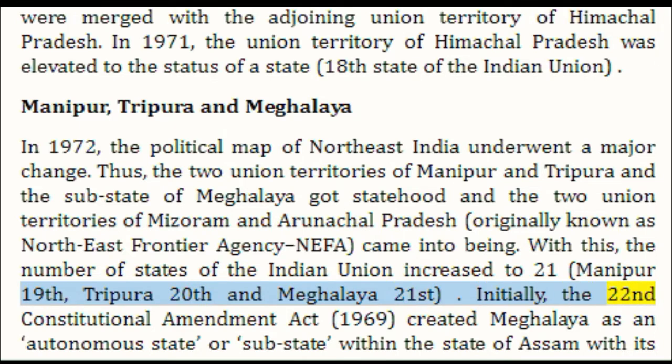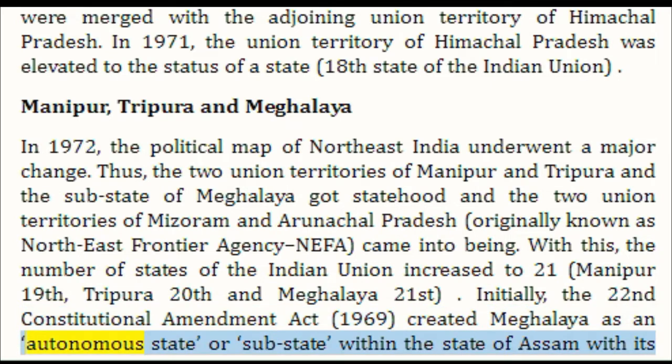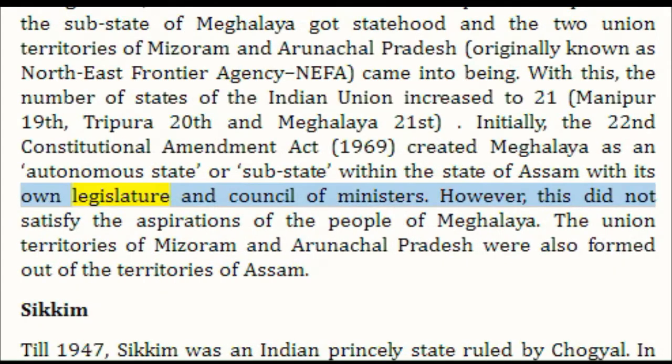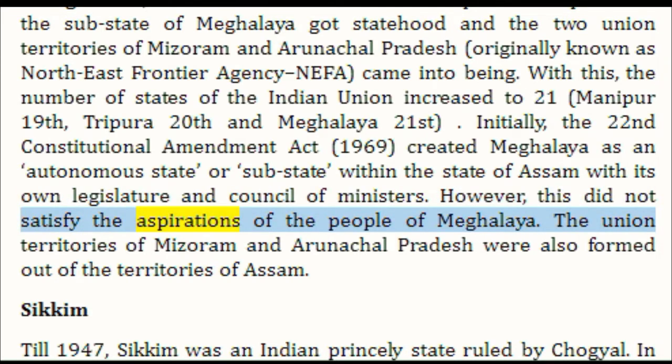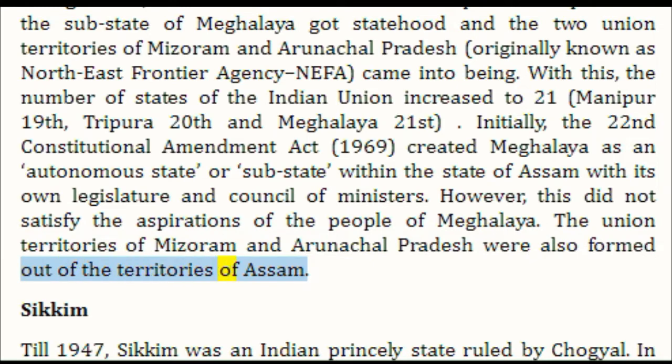Initially, the 22nd Constitutional Amendment Act, 1969, created Meghalaya as an autonomous state or substate within the state of Assam with its own legislature and council of ministers. However, this did not satisfy the aspirations of the people of Meghalaya. The union territories of Mizoram and Arunachal Pradesh were also formed out of the territories of Assam.